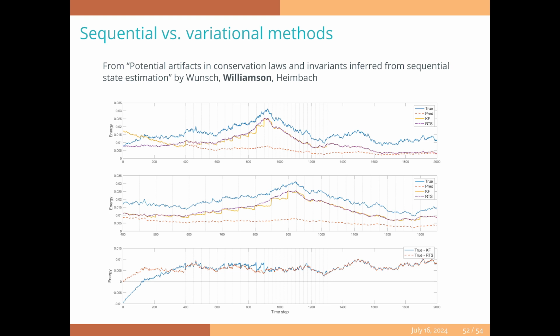And then I have another figure here from the same paper. In this case, we use both a smoother method and a sequential method, the Kalman filter, to reconstruct again the energy in the system. This was for a Rossby wave system. The yellow line here is the reconstruction that we get when we do Kalman filtering. The purple line is the reconstruction we get when we do smoother methods.